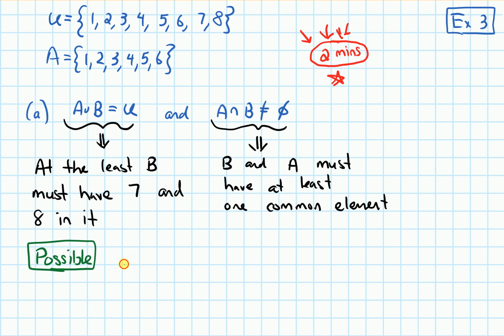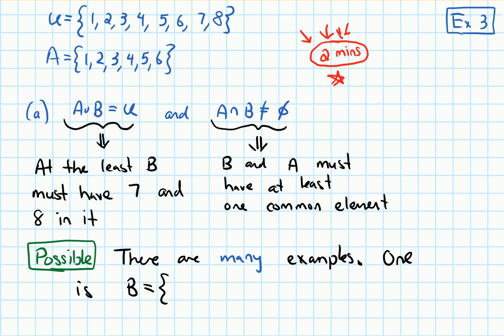And in fact, there are many examples of this. So I'm going to give one. So one is, what if we let B, we got to make sure it has 7 and an 8 in it. So let's just put 7 and 8 in there. But it's got to have, based on the second condition, it's got to have something in common with A. At least one thing in common with A. So maybe I'll just put 1 in there, because I know A also has 1. But as long as I make it have something in common with A, we're going to be good.